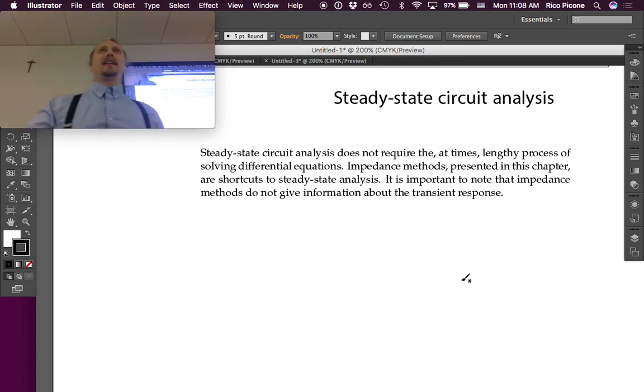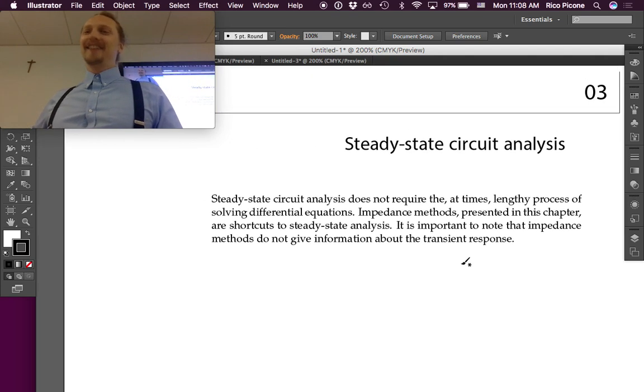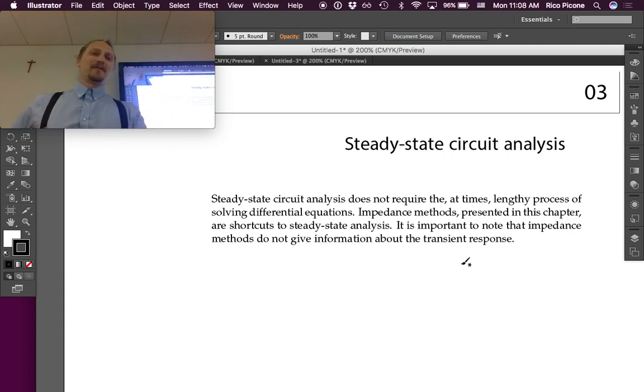Okay, so it is the first day of the rest of your lives, and we're on chapter 3, steady state circuit analysis. And I figured out how to put emojis in my notes, but they don't show up in these notes, but I'm excited about that fact. So look for them in the future.